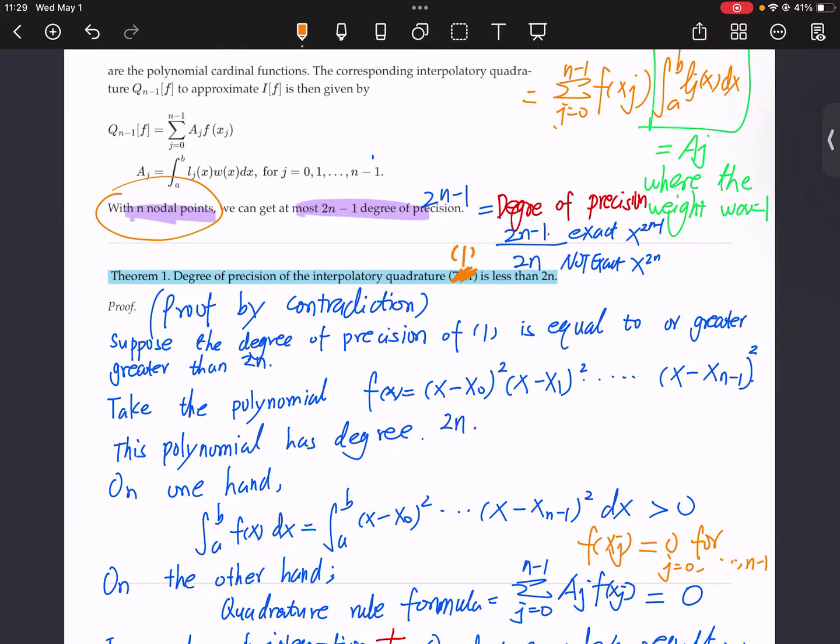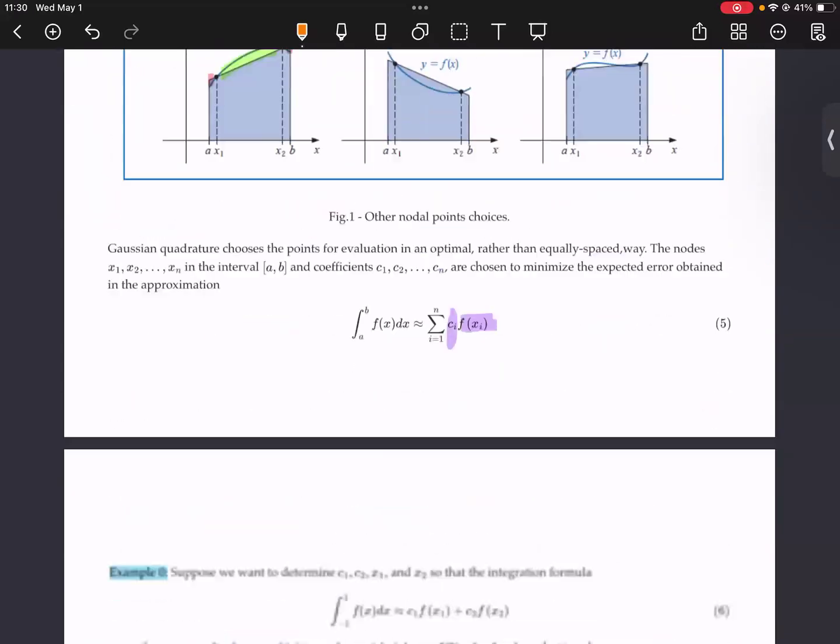But people found out that no matter how you put the nodal points, no matter how your coefficients look, the highest degree of precision you can achieve is 2n minus 1. Does that make sense with n nodal points? So no matter how you put the nodal points, no matter how you choose your coefficients, the highest degree of precision you can get from a quadrature rule with n nodal points is 2n minus 1. And this is what this theorem is claiming. Does that make sense?